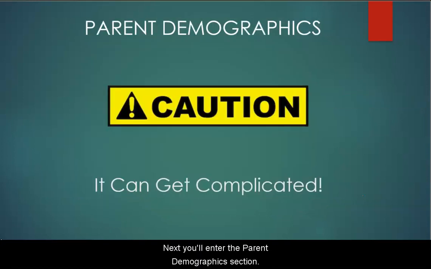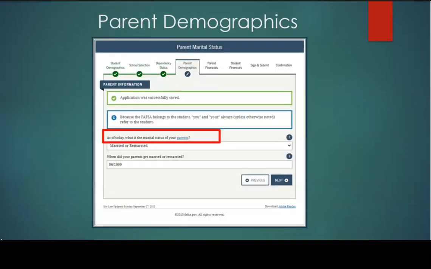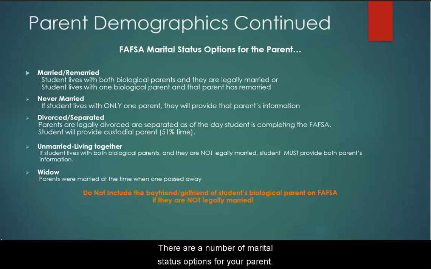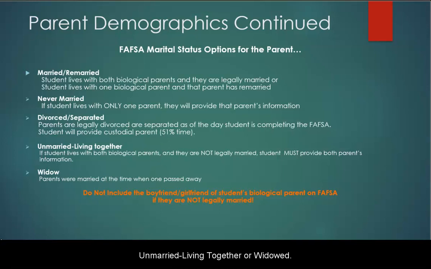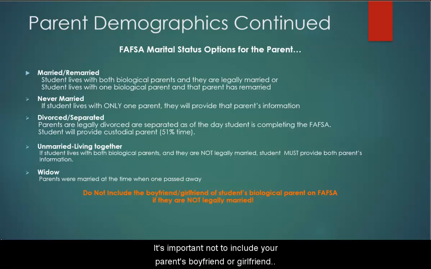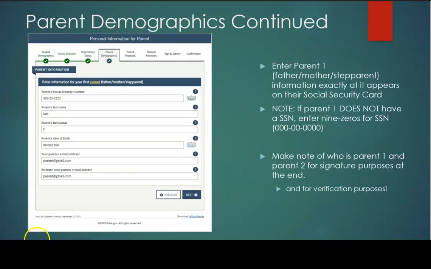Next, you'll enter the parent demographics section. First question you'll see asks about your parents' marital status. This is as of the date that you're submitting your FAFSA. There are a number of marital status options for your parent: married, remarried, never married, divorced, separated, unmarried, living together, or widow. It's important not to include your parent's boyfriend or girlfriend in the household if they are not legally married.